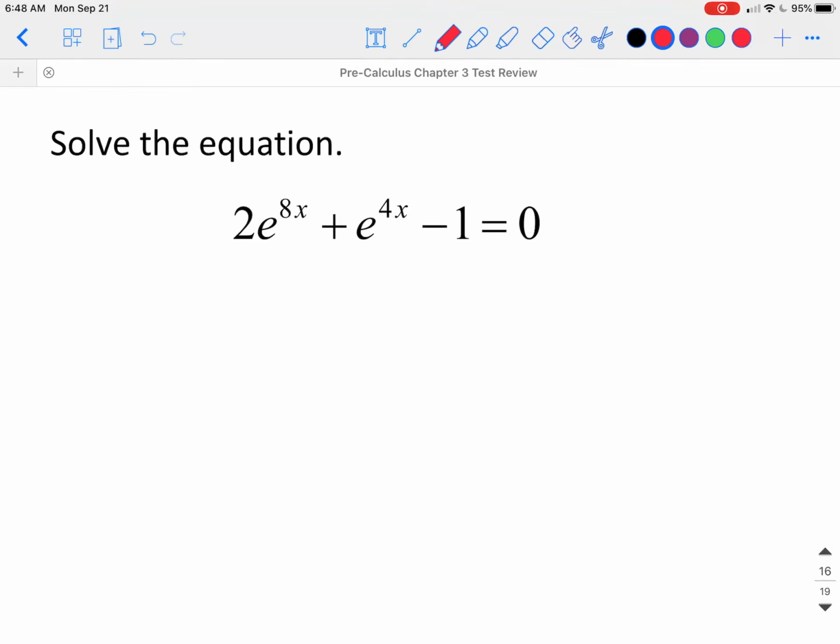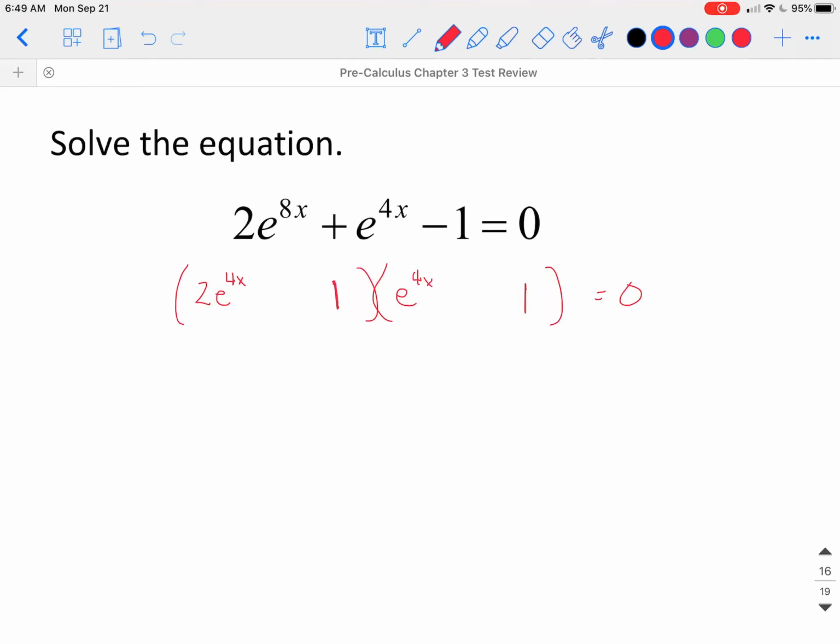Now, to be able to solve this one, if you can see, we have e to the 8x, e to the 4x, and then we have a constant. So we are actually going to factor this one. Now, what multiplies to get 2e to the 8x? We have 2e to the 4x and e to the 4x. We need to know what multiplies to get a negative 1. So we have 1 and 1. We just have to decide where the positive and negatives go.